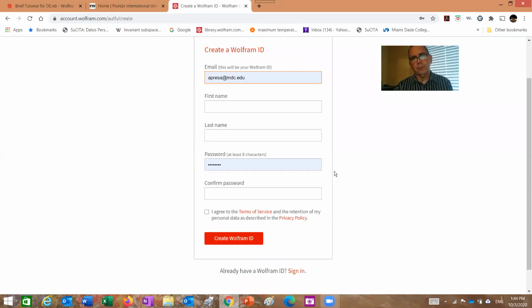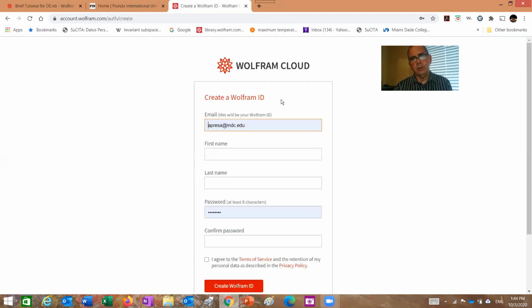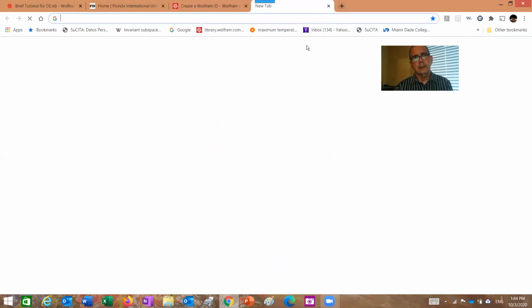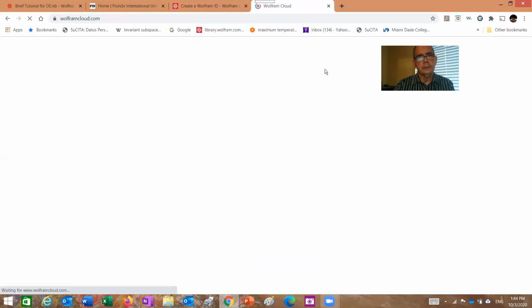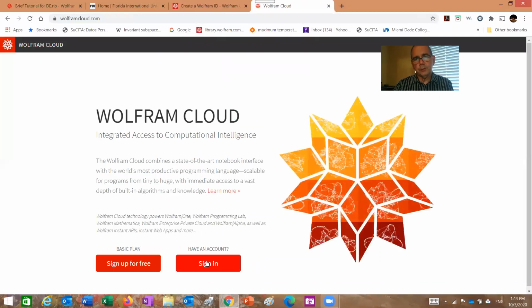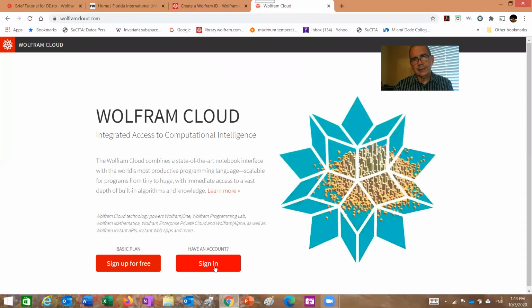Once you create your Wolfram ID, next time that you go there, what do you have to do? You can enter again wolframcloud.com, and then you sign in and you get access.